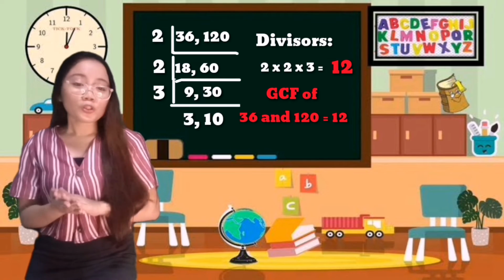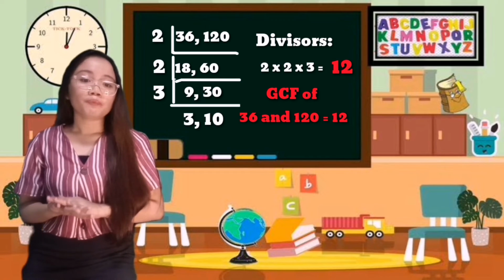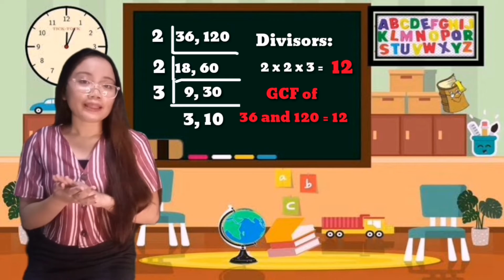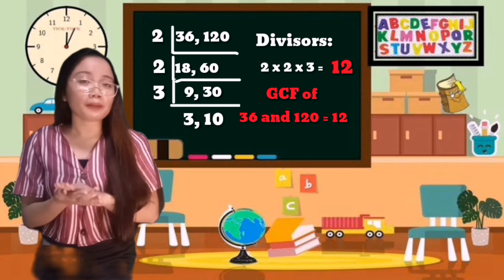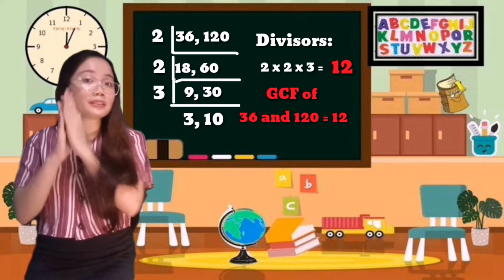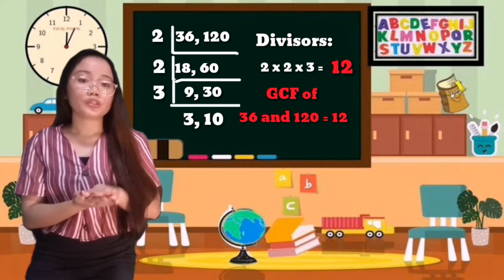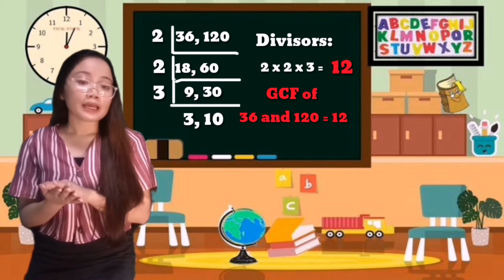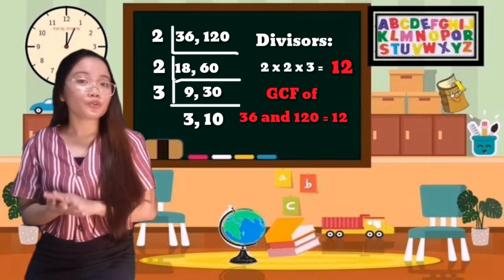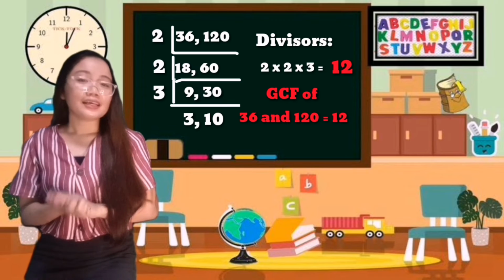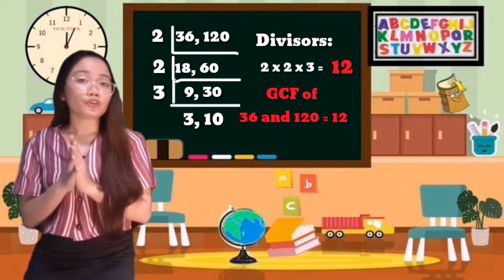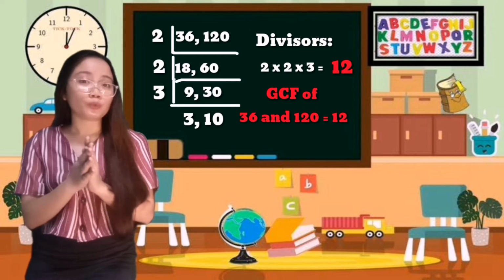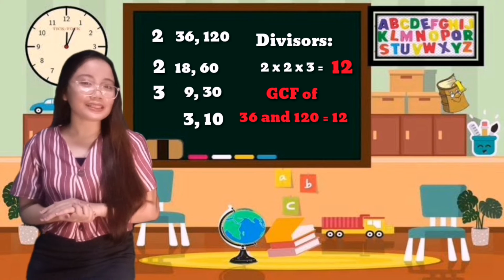Also, here in the ladder method, we can find the LCM by just multiplying all the numbers outside the ladder sign, which are 2 times 2 times 3 times 3 times 10, which is equal to 360. Therefore, the LCM of 36 and 120 is equal to 360.